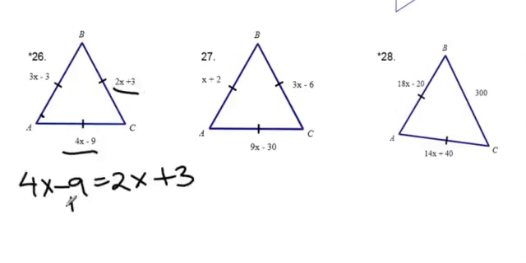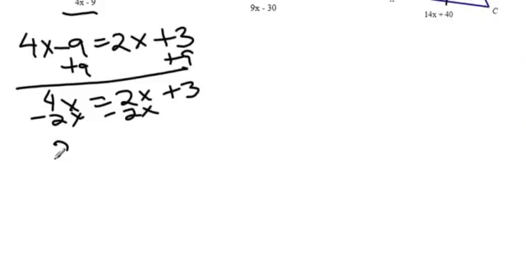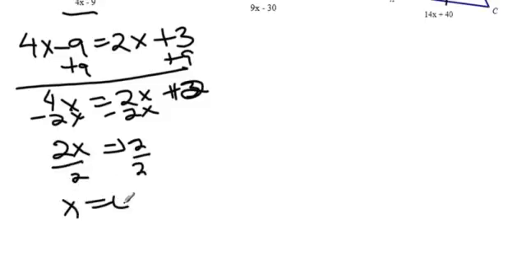So I'm going to add 9 to both sides of my equation. I get 4x equals 2x plus 12. I'm going to subtract 2x from both sides of my equation. So 2x equals 12. Divide by 2, I get x equals 6.